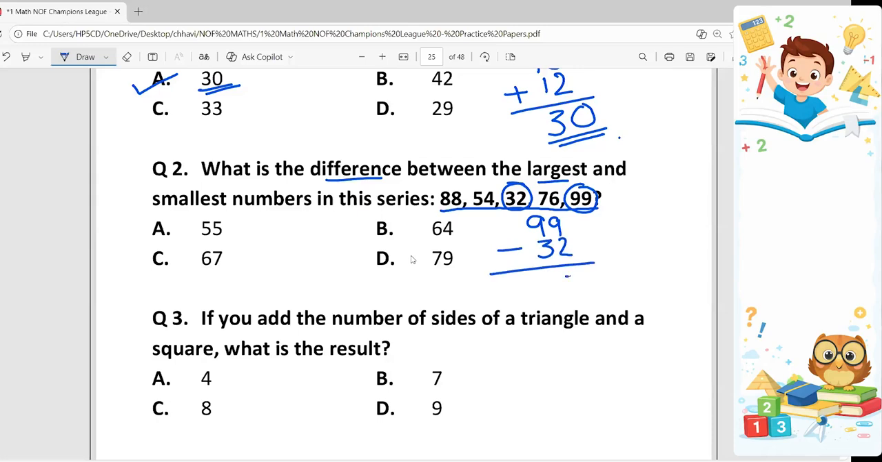9 minus 2 is 7. 9 minus 3 is 6. So our answer is 67. Our options are 55, 64, 67 and 79. So the correct answer is option C.